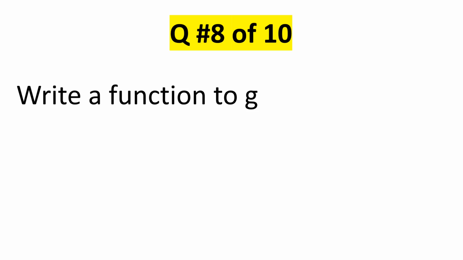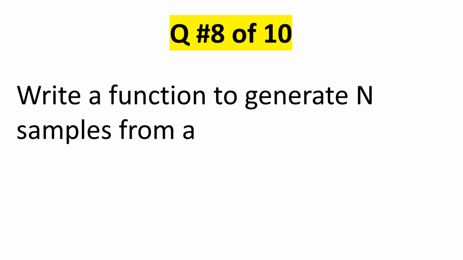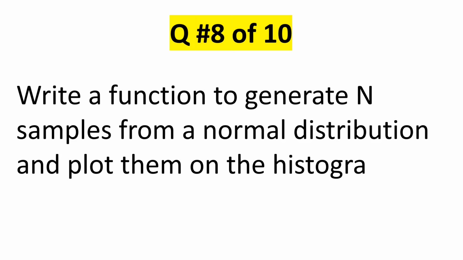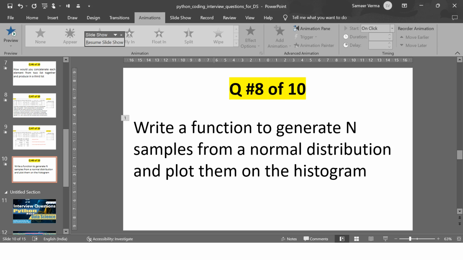8th question. Here we need to write a function to generate n samples from a normal distribution and plot them on the histogram. So there are a couple of things into it. First, you have to generate a series or list of random numbers, and then you have to plot them on histogram, right? So let me take you to the Jupyter notebook and try to help you understand.